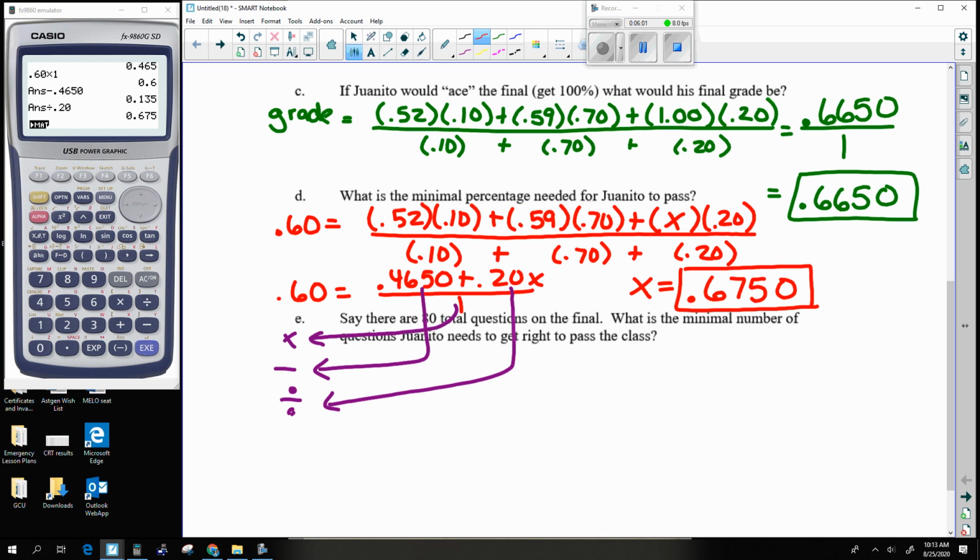If there's 80 questions on the final, what is the minimum number of questions Juanito needs to get right to pass? So he needs to get a 67.50 on it, and if there's 80 questions, that means Juanito has to get 54 correct.